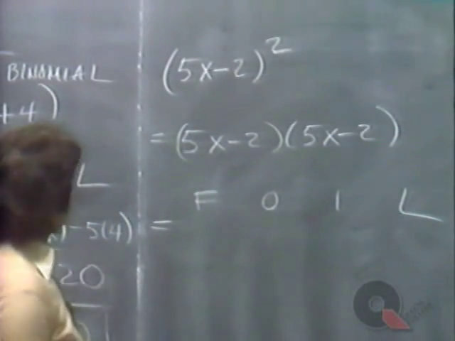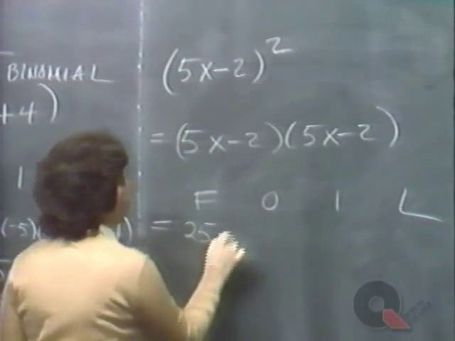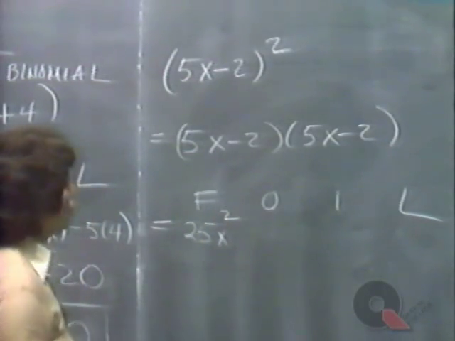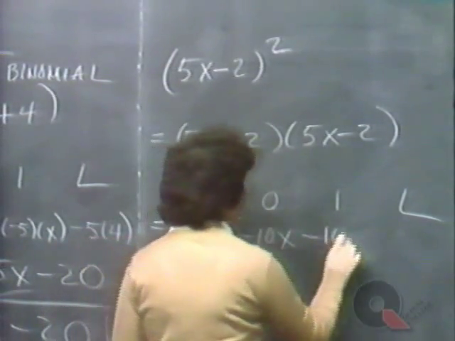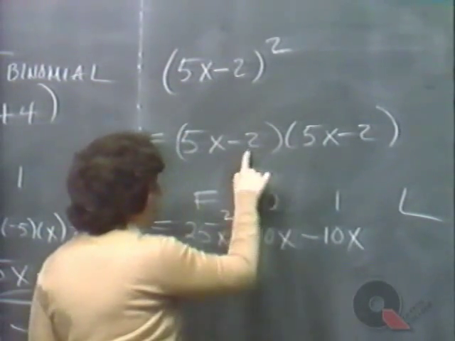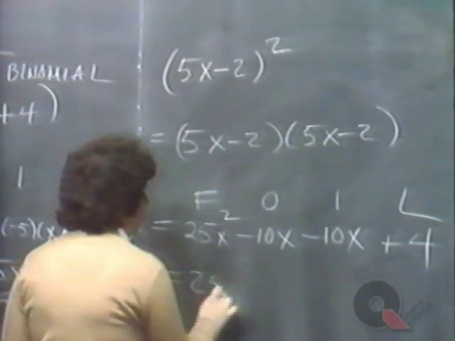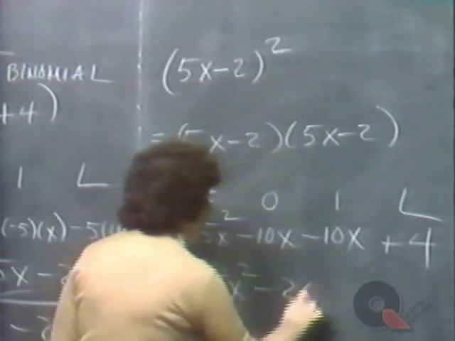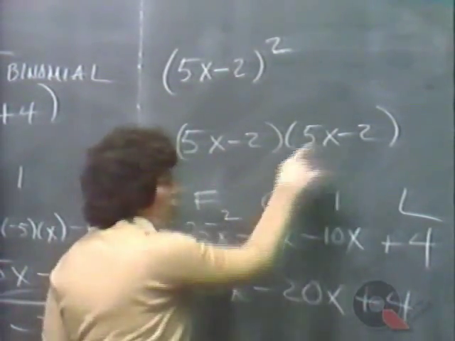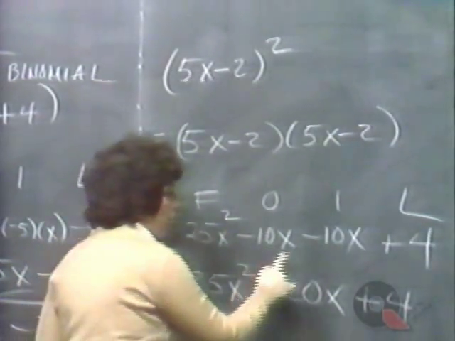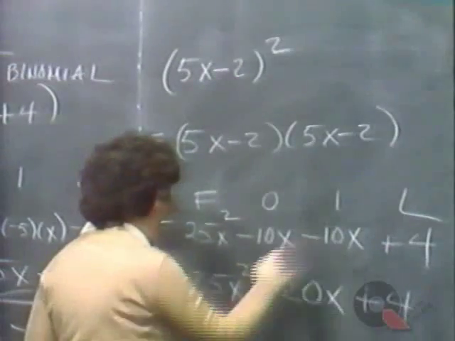The first terms give 5x times 5x, giving us 25x squared. The outer terms give us minus 10x. The inner terms, minus 10x. And the last terms, minus 2 times minus 2, plus 4. Final answer: 25x squared minus 20x plus 4. When you're squaring a binomial, it should be noted that the outer and the inner terms will always come out to be the same. So this will be twice the outer or inner term.